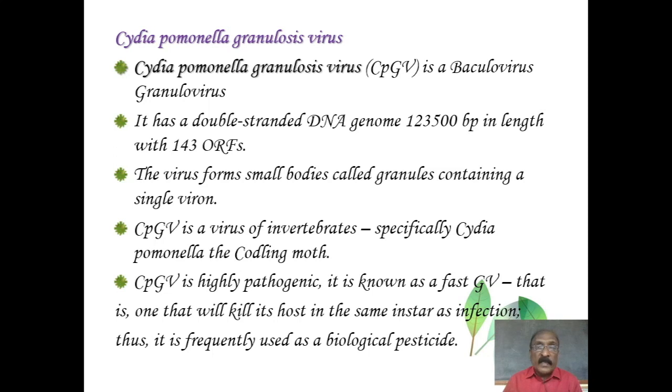Cydia pomonella granulosis virus is a baculovirus granulovirus. It has a double-stranded DNA genome of 123,500 base pairs in length with 143 open reading frames. The virus forms small bodies called granules containing a single virion. CpGV is a virus of invertebrates, specifically Cydia pomonella, the codling moth. CpGV is highly pathogenic. It is known as a fast granulosis virus, that is, one that will kill its host in the same instar as infection. Thus, it is frequently used as a biological pesticide.